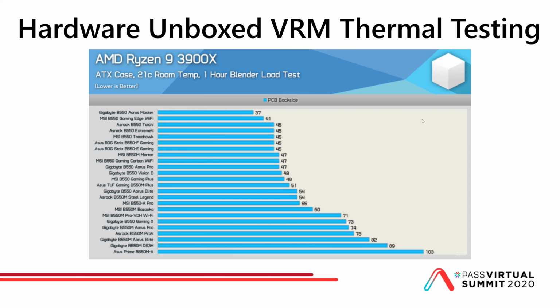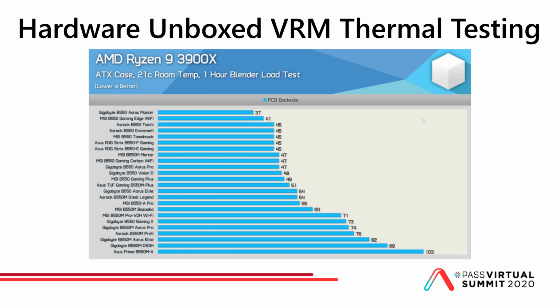Here's an example of what I was talking about. Hardware Unboxed, which is a very good YouTube channel based out of Australia. This is a screenshot from one of their videos that's showing some thermal testing of voltage regulator modules. And you can see different model motherboards on the left, and you can see what happened after they ran Blender, which is a multi-core workload, for an hour. And the room temperature was 21 degrees C, and then they measured the temperature of the VRM after that torture for 1 hour.